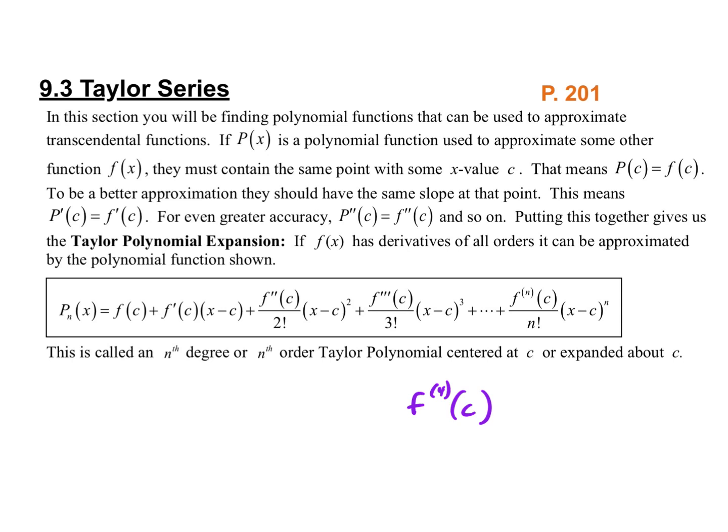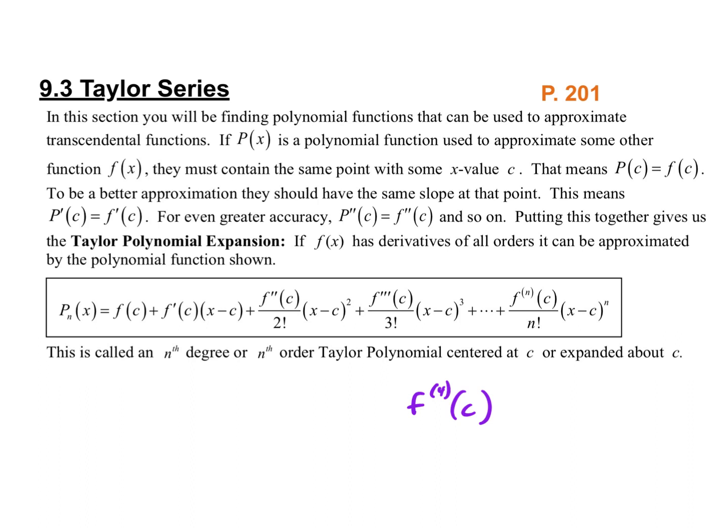Okay, and then we end with the general form of it: the nth derivative over n factorial times x minus c to the n. You will practice this a lot. I would tell you you need to memorize it, but you're going to practice it so much you will end up memorizing it. Needless to say, you need to know the general form of a Taylor polynomial.